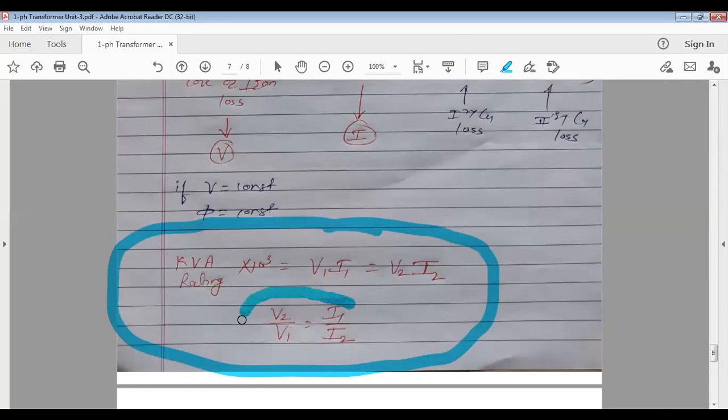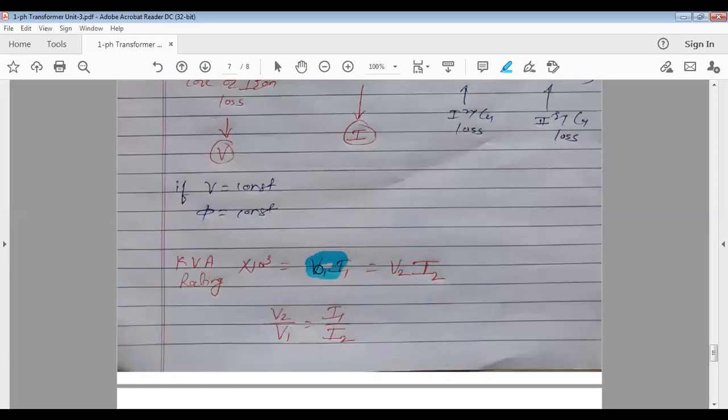So if you observe here, if you take the ratio V2 by V1, you will find I1 by I2. V1 and I1 are inversely proportional to each other, and V2 and I2 are inversely proportional to each other. Means if you are going to step up the voltage on the secondary, say 110 volts to 220 volts, so what will happen with current? It should be decreased. Correct. It will be less compared to I1.